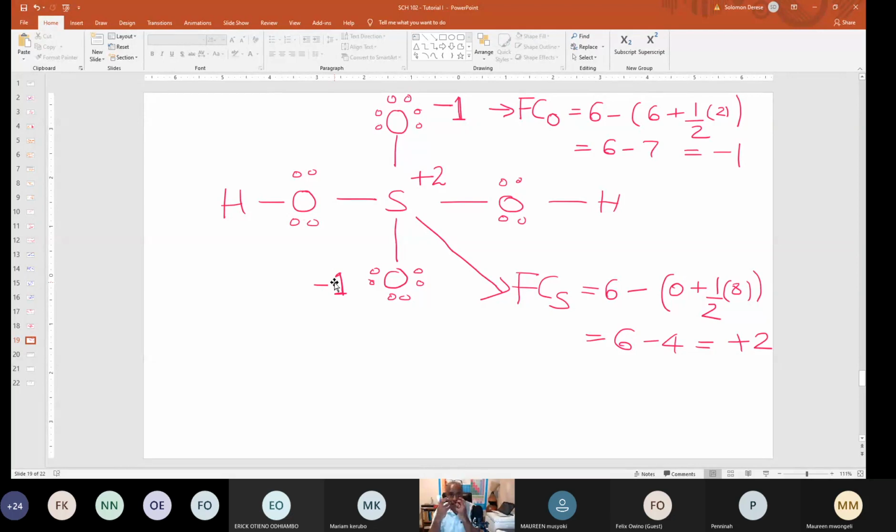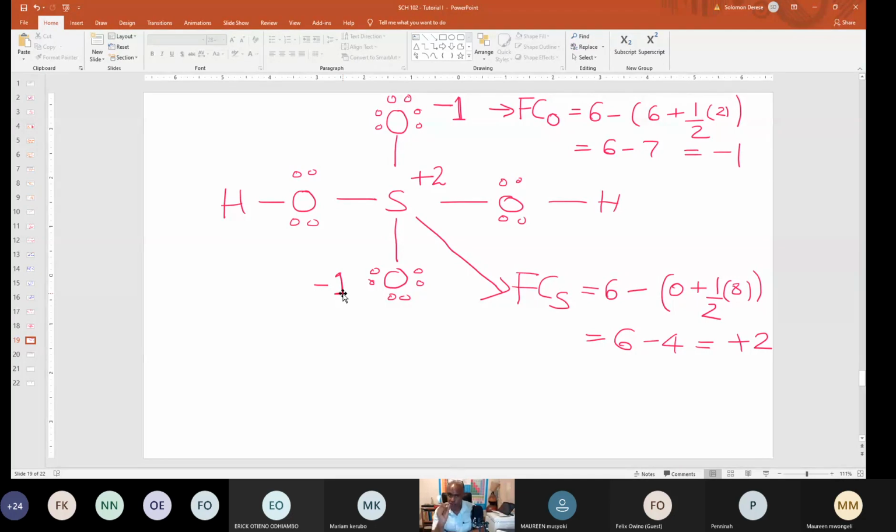One of the reasons why this is not a valid structure is that we have this separation of charges between atoms that are next to each other. This is positive, this is minus 1. Positive, negative, positive, negative. We have 3 charges, minus 1, plus 2, and another minus 1 next to each other, which makes this molecule very unstable, very highly reactive. Indeed, the structure of sulfuric acid is not like this.